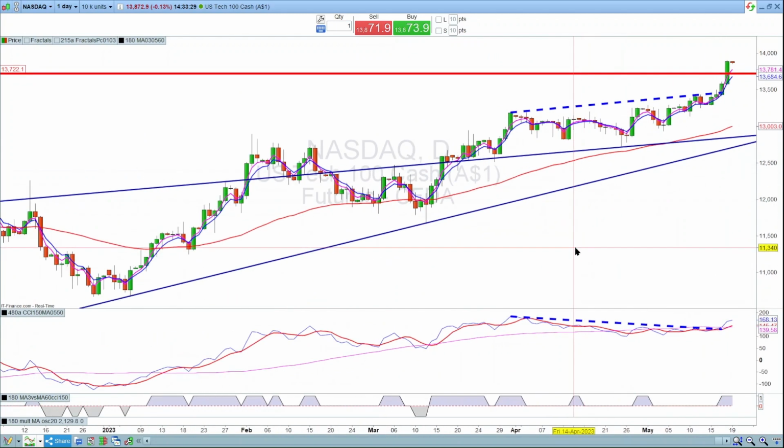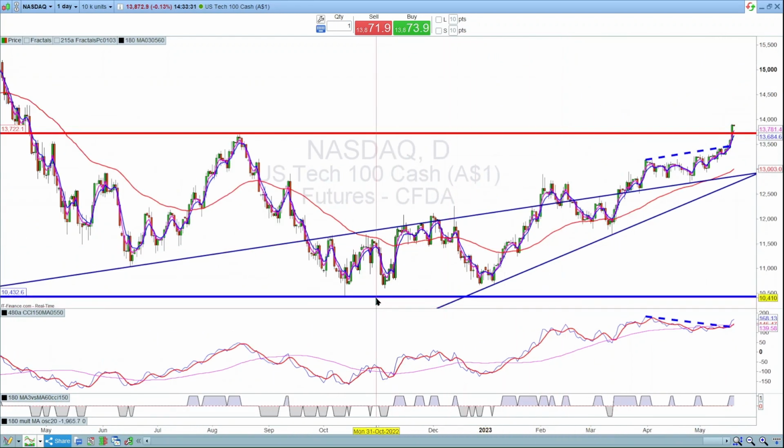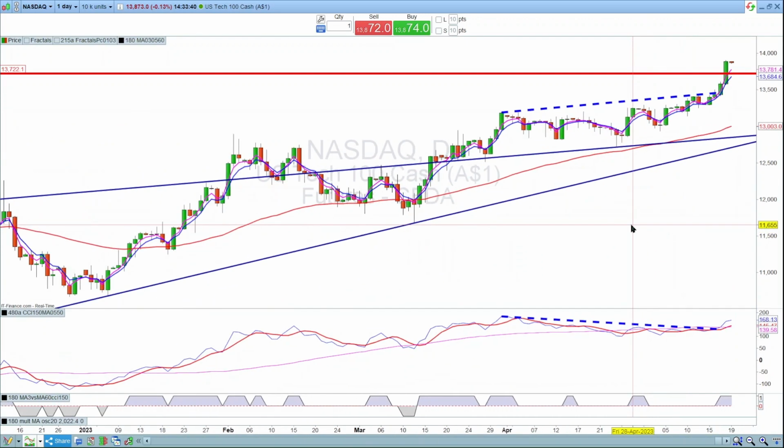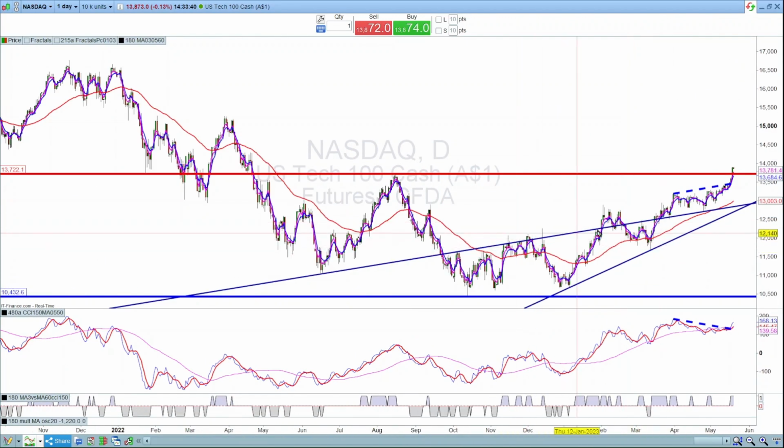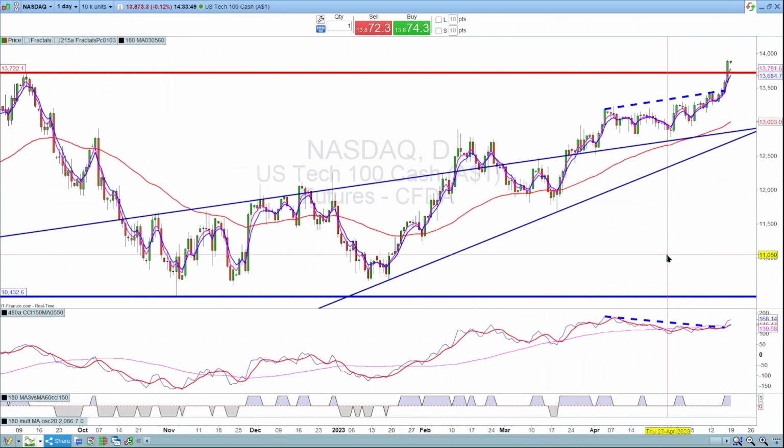Now, let's first of all talk about the support at 10,432 and the resistance at 13,722. It did break through that resistance, so it's a good positive bullish signal. We did also have these other diagonals here, and I'm going to leave those in there because if it comes back down, it may actually gravitate back towards those diagonals.